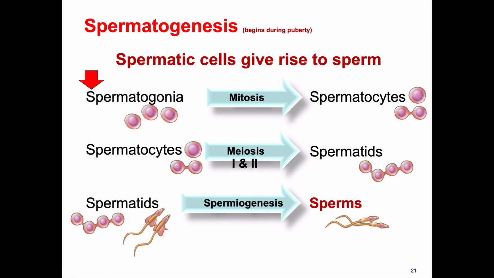Spermatogenesis is the formation of sperm cells by mitosis, meiosis, and spermiogenesis. These are the 3 methods by which sperm cells are produced. The spermatogonia, by mitosis, change into spermatocytes. Spermatocytes undergo meiosis 1 and meiosis 2 and change into spermatids. These spermatids mature and change by the process of spermiogenesis into sperm. All of this happens in the seminiferous tubules.